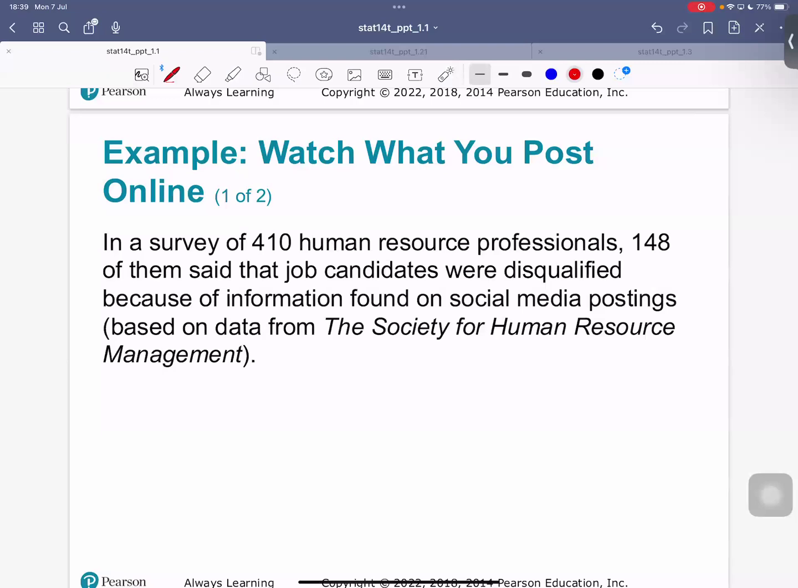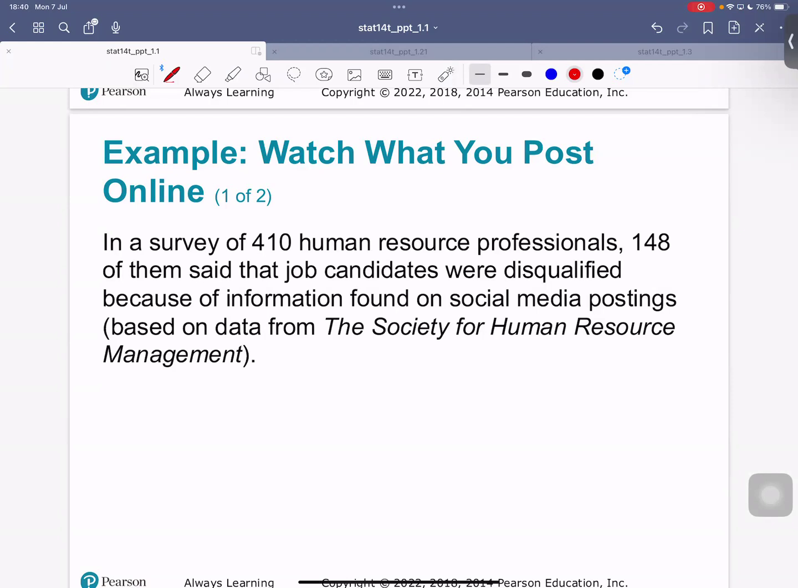You think population is 410? Are you sure? Wouldn't the population be all human resource professionals and the sample be 410 of the entire population? So we have two answers here, right?